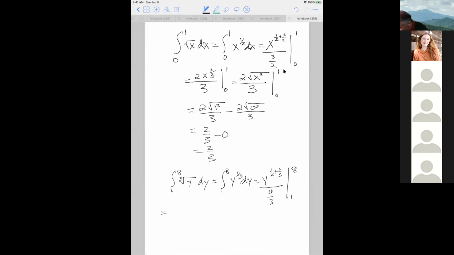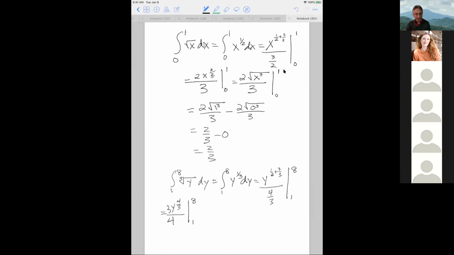So the next step. What do we have? I'm going to simplify this first: y to the 4/3. And I scrunched over again, and I have to flip and multiply that 4/3. So the 3 is going to be on top and the 4 is going to be on the bottom. Okay, and this is going to be from 1 to 8 again.